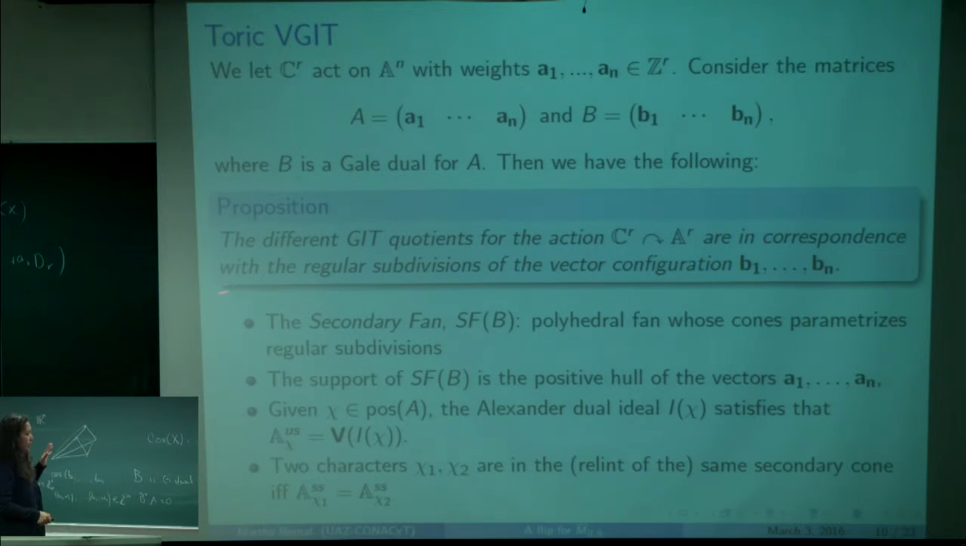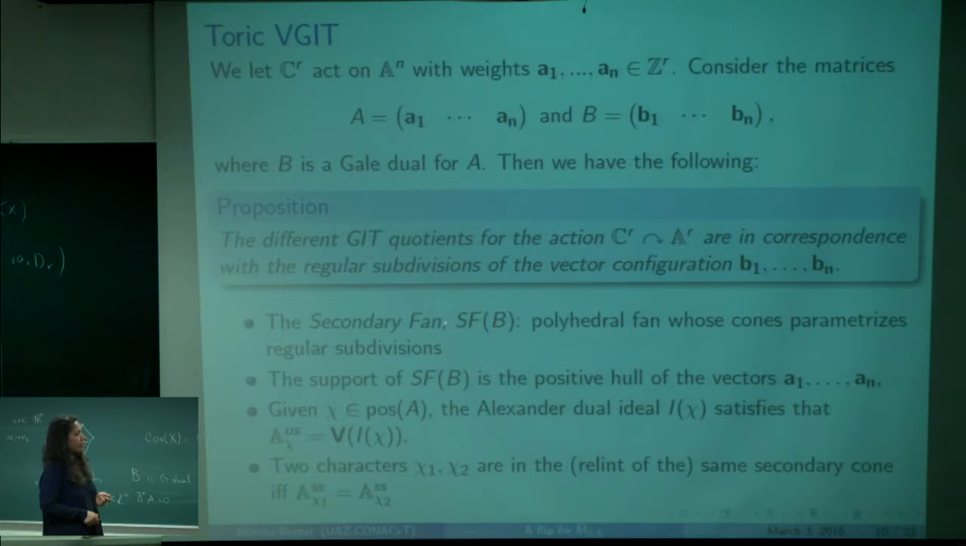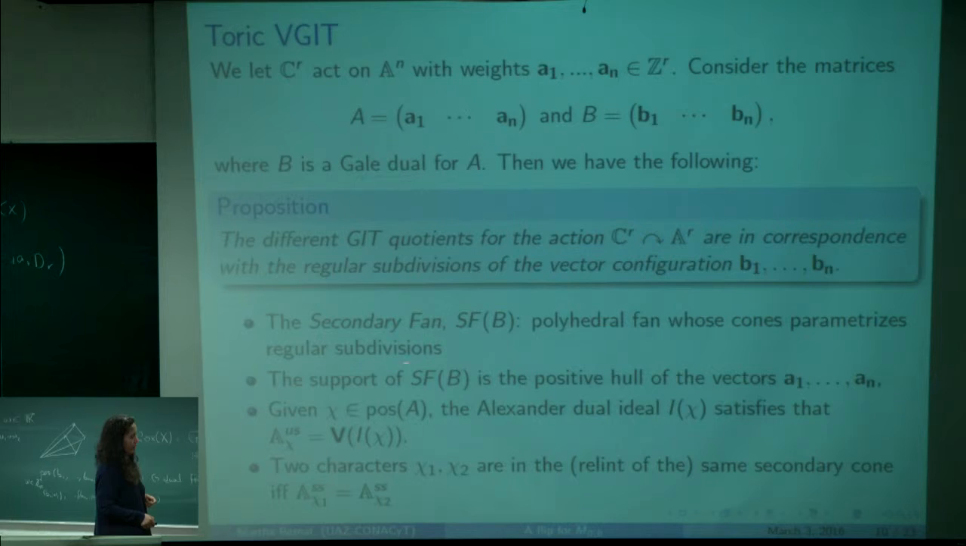It turns out that this fan has a linearity space, and if you mod out by the linearity space, you get a smaller fan, but this time in R^r. This is called the secondary fan, the polyhedral fan whose cones parameterize the regular subdivisions of the vector configuration B. The support of the secondary fan happens to be precisely the positive hull of these vectors.